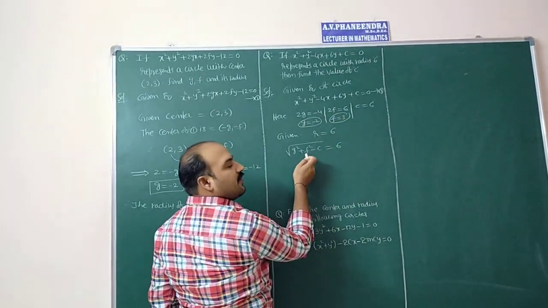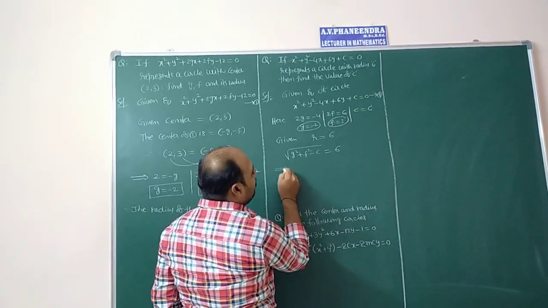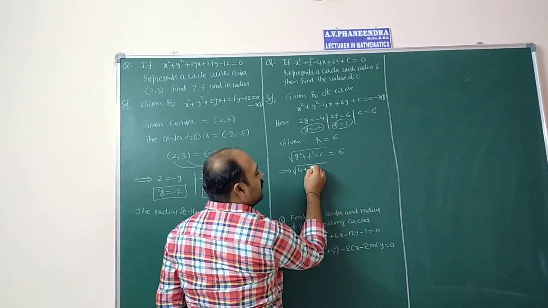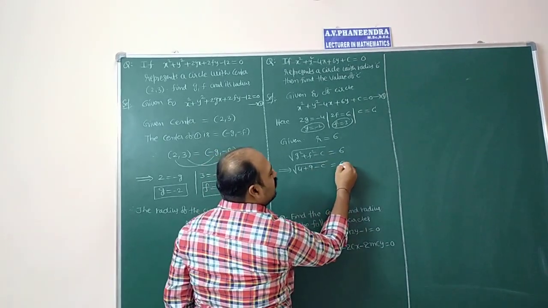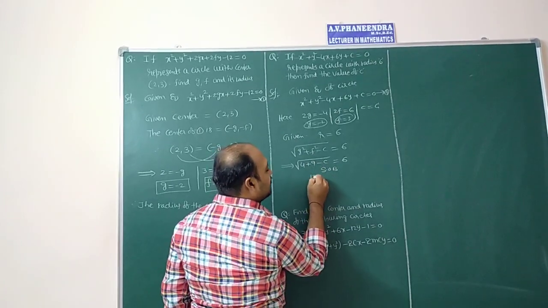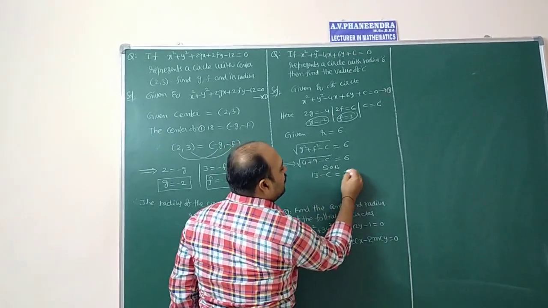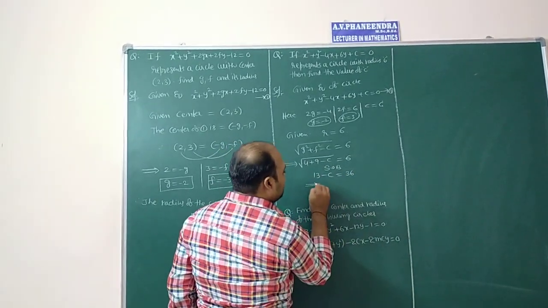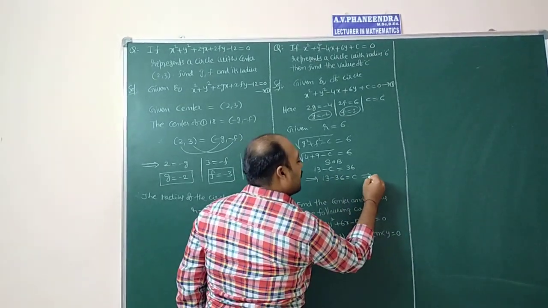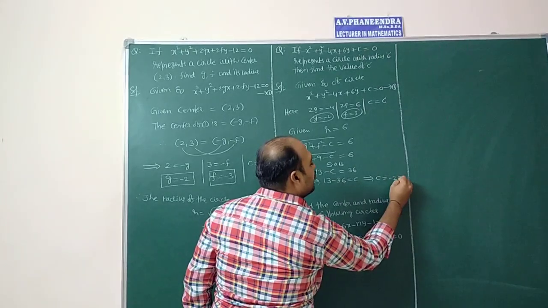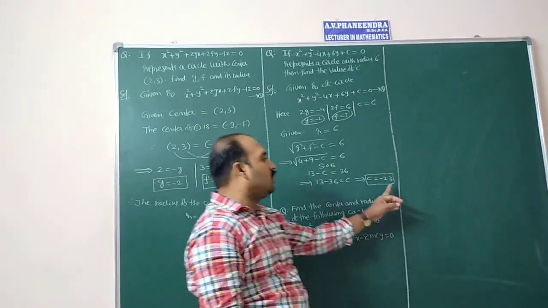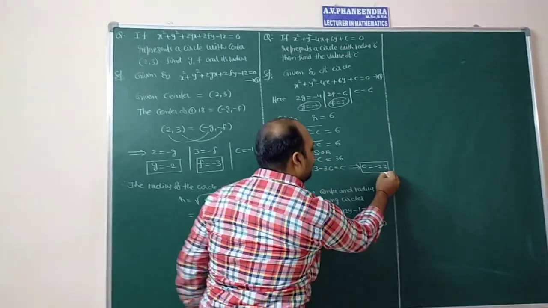Substitute g, f values in this. Root of g square minus 2 whole square, f square 3 square minus c is equal to 6. Squaring on both sides, 4 plus 9, 13 minus c is equal to 36. That implies 13 minus 36 is equal to c. That implies c is equal to minus 23. Therefore, the value of c is equal to minus 23.